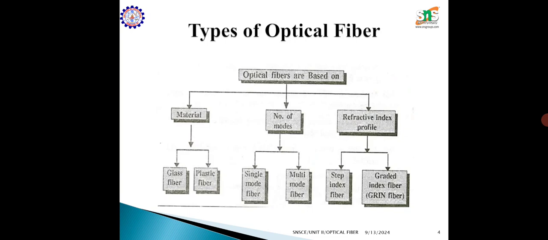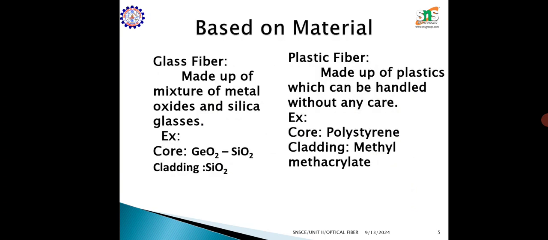Next is the types of optical fiber. Optical fiber can be classified based on the material, mode of propagation and refractive index profile. Further, each can be classified into two. Materials can be glass fiber and plastic fiber. Modes can be single mode and multi mode. Refractive index profile can be step index fiber and graded index fiber. So the first one is based on material: we have glass fiber and plastic fiber.